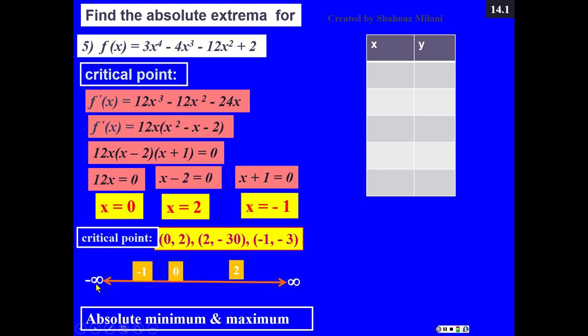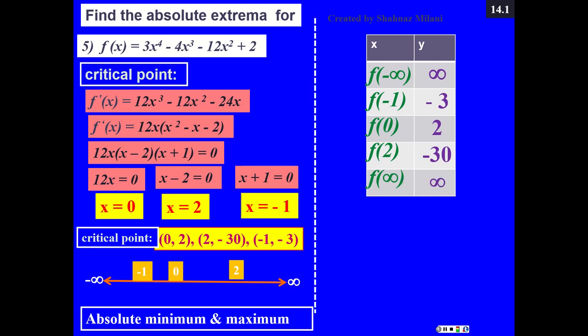Left side, minus infinity, minus 1, 0, and 2. That is going to be, of course, f of infinity. You plug it on the calculator, 1 by 1. If I replace the x by minus infinity, my y is going to be positive infinity. If I replace the x by minus 1, my y is going to be minus 3. If the x is 0, my y is 2. If the x is 2, my y is minus 30. And if the x is positive infinity, my y is going to be positive infinity.